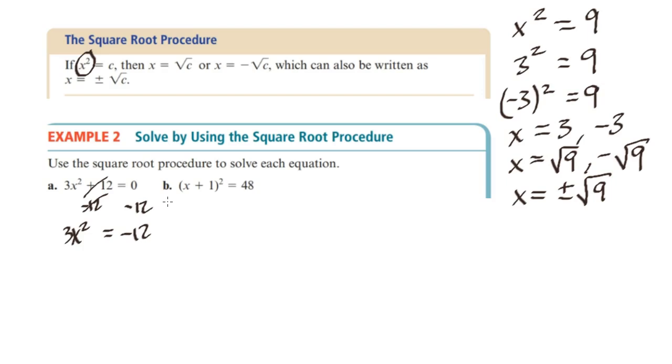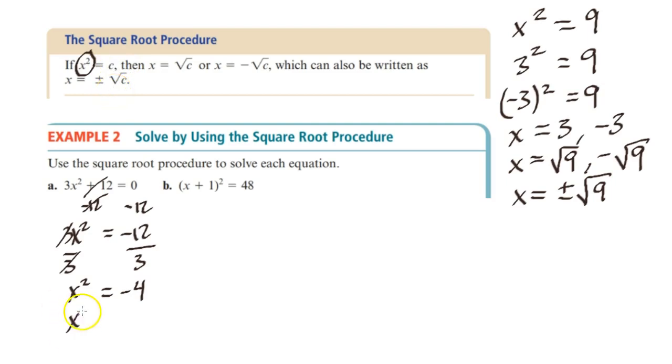Okay, so this will allow us to now divide by 3 to give us the x squared by itself on the left side of the equation. So negative 12 divided by 3 is negative 4. Now notice that we are in the form x squared is equal to c. So something being squared is equal to, and now our c value is just negative 4, because that's what's on the right side of the equation at this point.